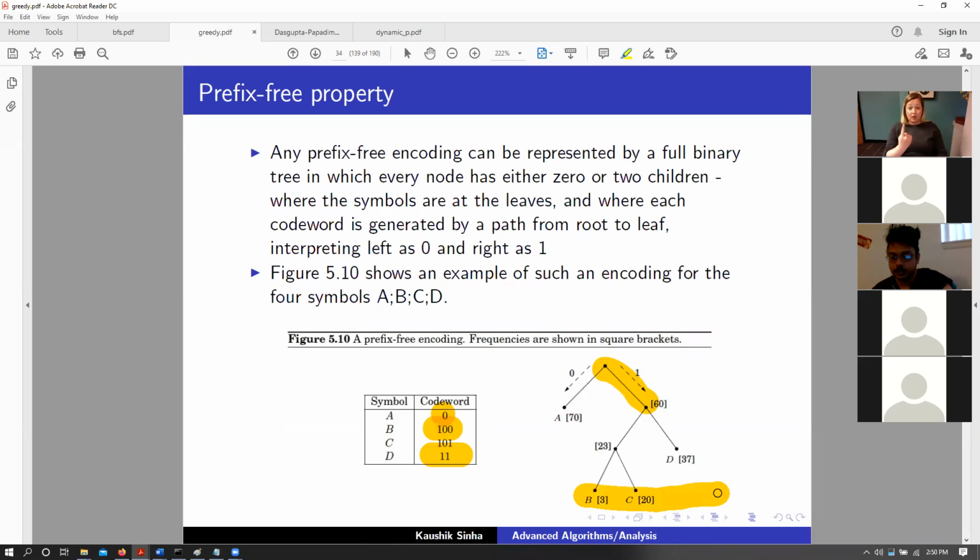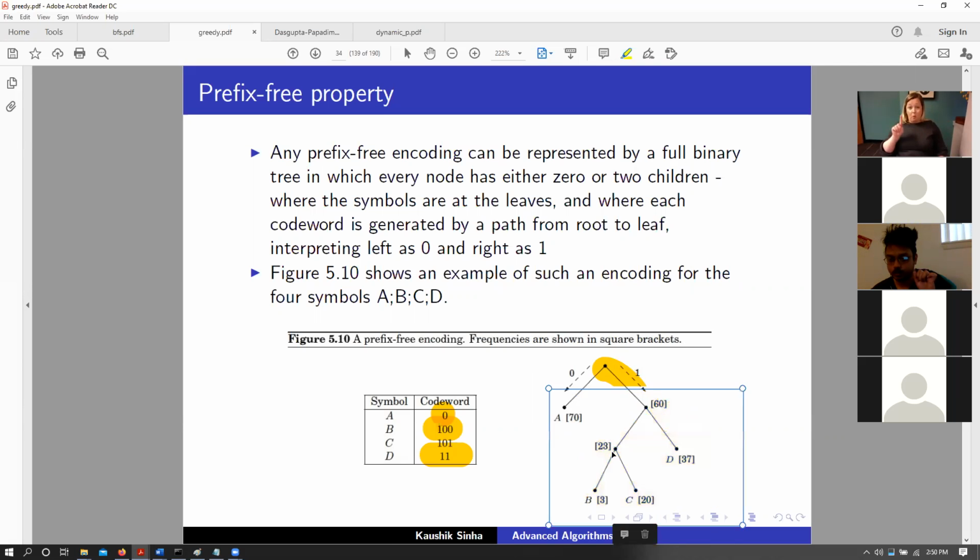This entire subtree here would have a frequency of 60, whereas this particular subtree here has a frequency of 70, right? So this right hand side of the subtree is represented by the prefix value of 1, and then you check whether the next value is 0 or 1.